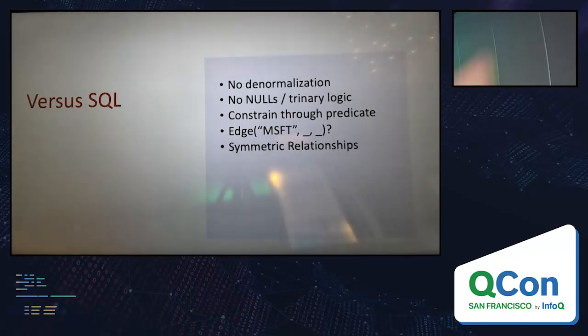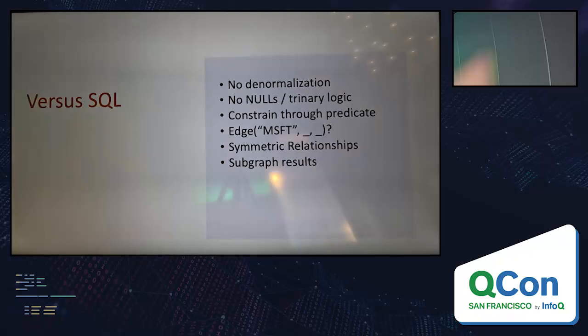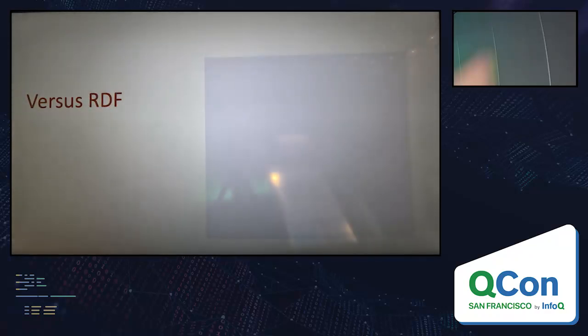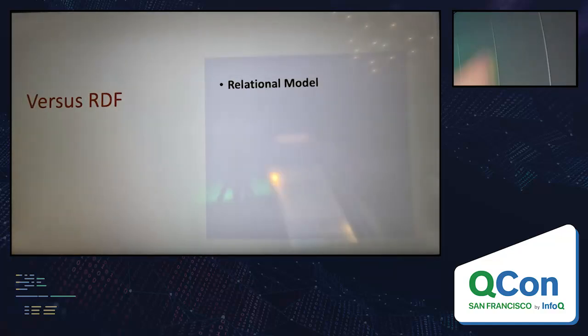You can do symmetric relationships, and you have subgraph results. Okay, RDF. Okay, the relational model. That's pretty cool. It's been 40 years. We've had 20 years of NoSQL. There really isn't much of a contender, right?